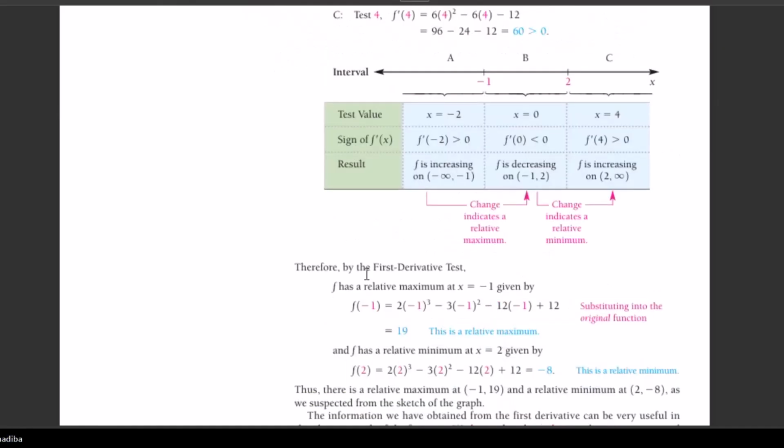So, we are not yet on the second derivative. We are still on the first derivative. Take one of the critical values of your choice. There are 2: -1 and 2. Substitute -1 into the original equation, and it gives positive 19.